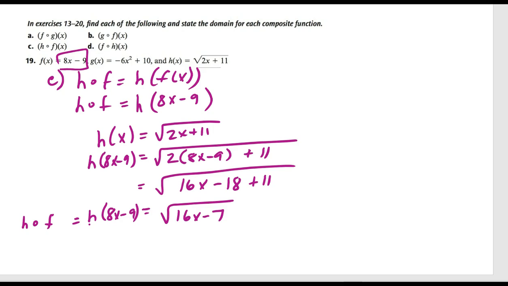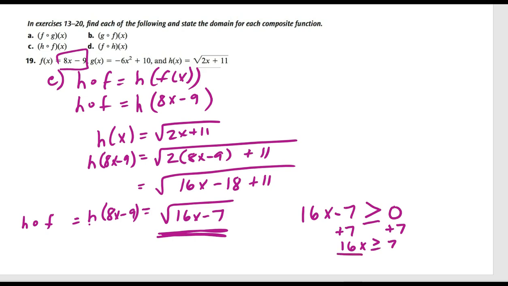Now, it also asks us for the domain. So looking at our composite function, we have to ask ourselves, do we have any restrictions? Well, we do. Whenever we have a radical, we know that the radicand, the stuff under the radical, so 16x minus 7, has to be greater than or equal to 0. Okay? So we're going to add 7 to both sides and then divide by 16. And I'll see that x has to be greater than or equal to 7/16. So my domain of this composite has to be greater than or equal to 7/16.